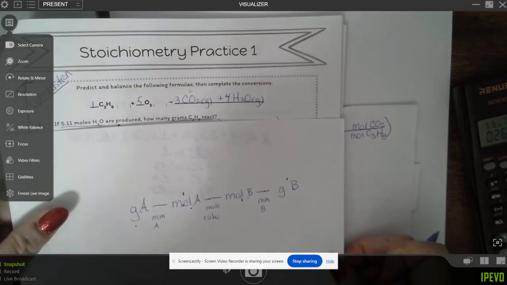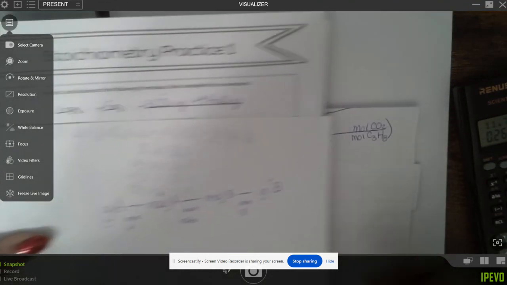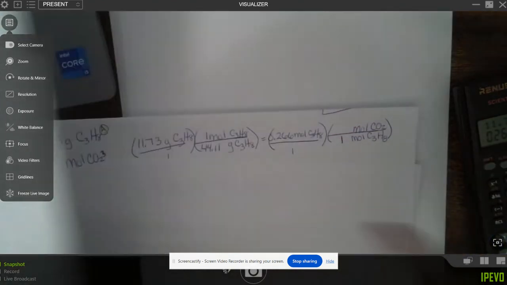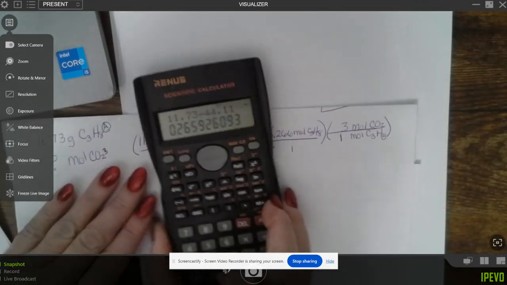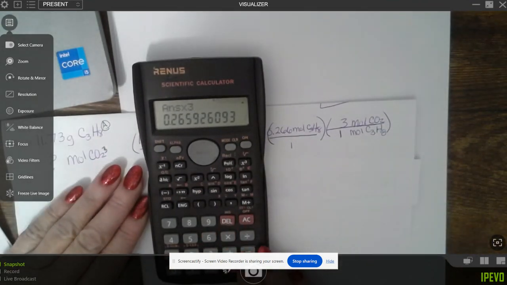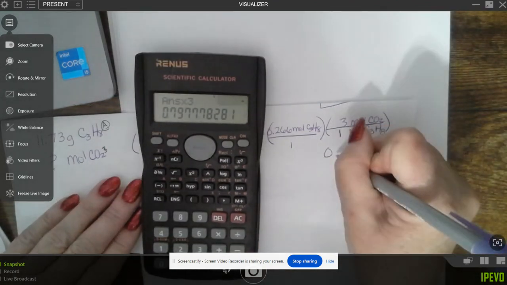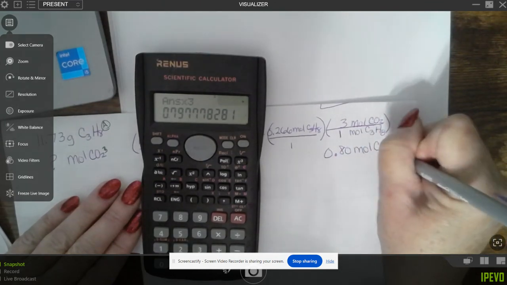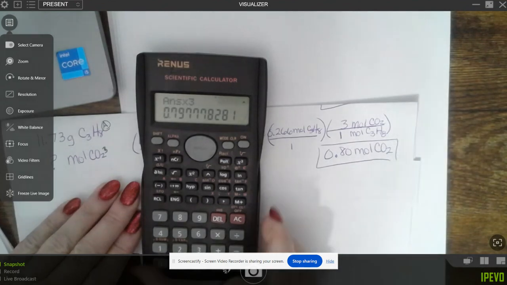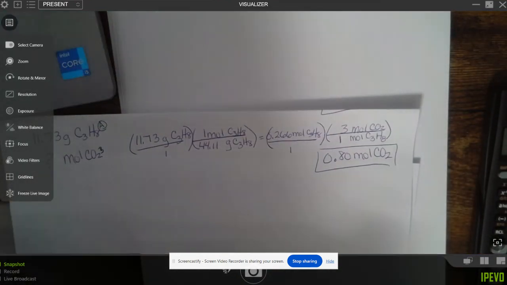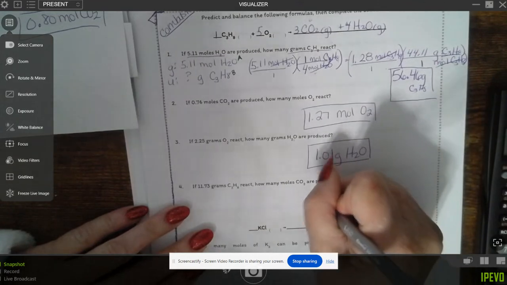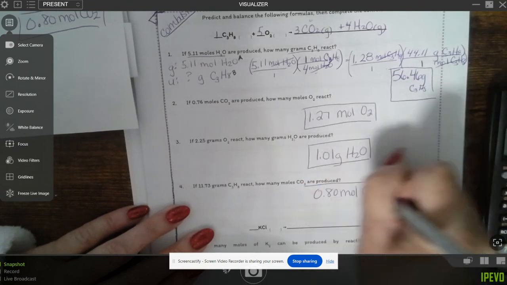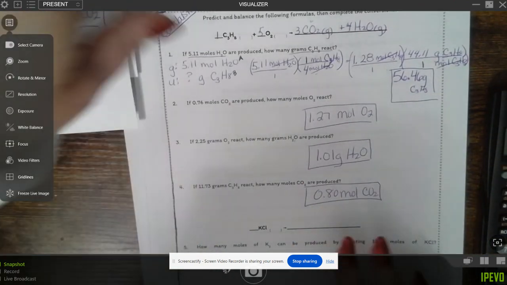And let's look at my balanced chemical equation. It's 1 mole of C3H8 and 3 moles of CO2. All right, so I'm going to take that number times 3, and I will get my final answer, which I'm going to round to 0.80 moles of CO2. Okay, let's write that into our answer sheet. 0.80 moles of CO2. Okay? All right, next.